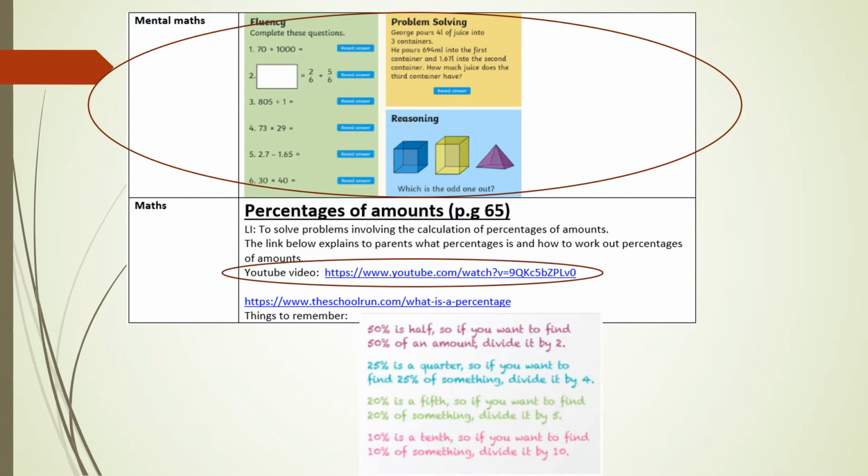Moving on to the main lesson, today's lesson is about percentages of amounts. You will be learning to solve problems involving the calculation of percentages of amounts. Please have a look at the YouTube link, which will explain what percentages of amount is and how to work it out.